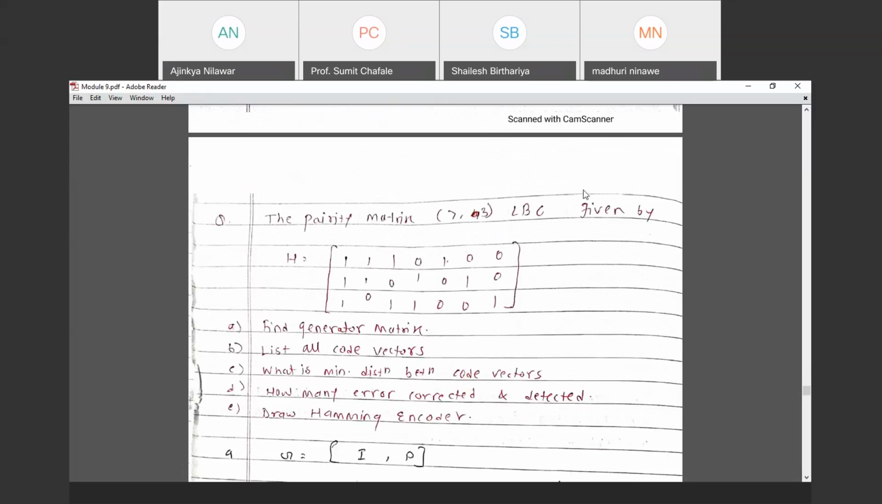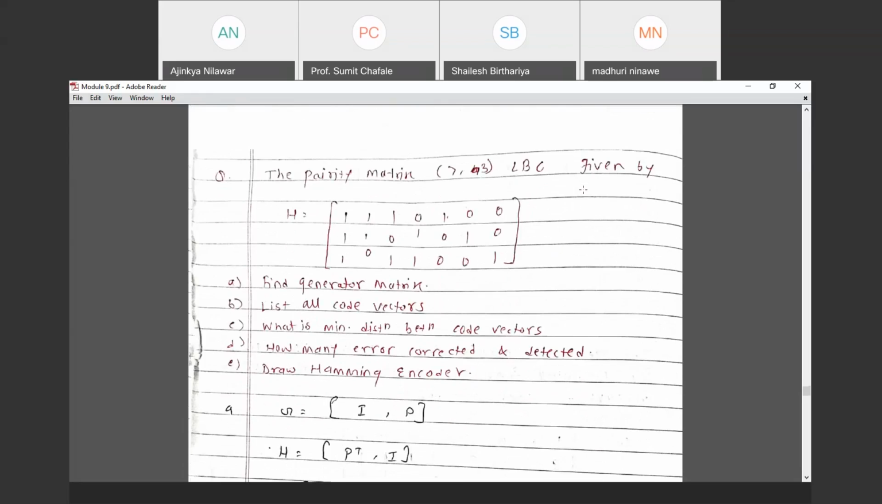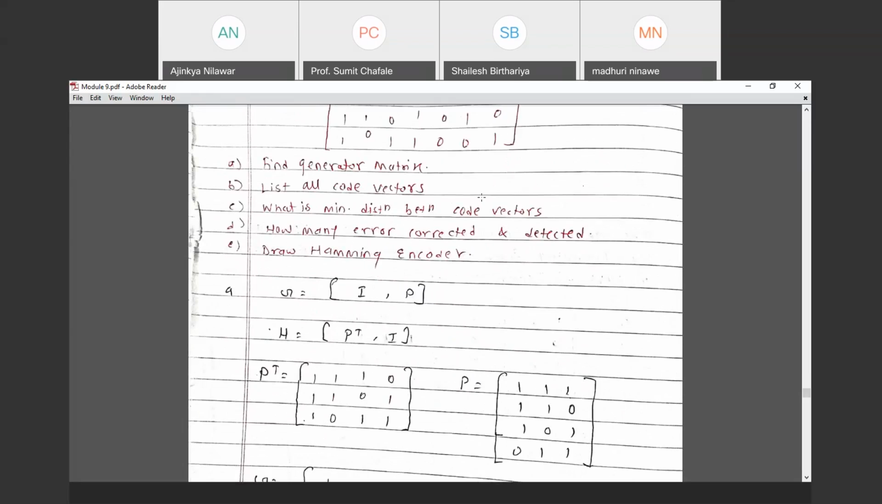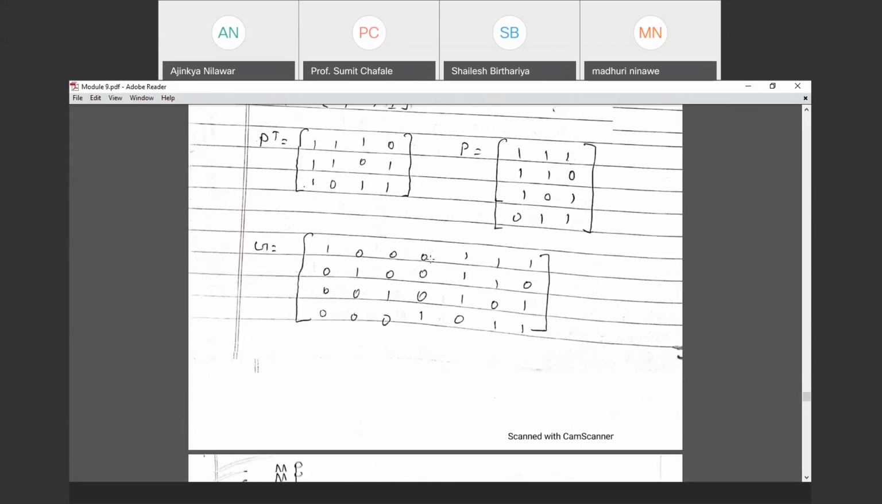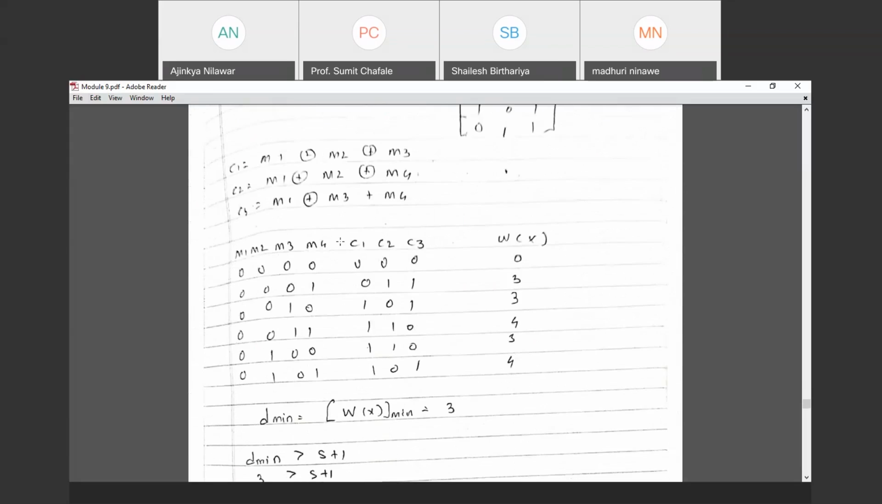So let us consider this example. We have a parity kind of matrix, having some message bits and some parity bits. From that we have to calculate the minimum distance, error correction, error detection, and the Hamming encoder. Let us consider this block where this is the message bit. Then these are the code vectors which are generated with the help of the coder, and then we have to calculate the weight of a code.